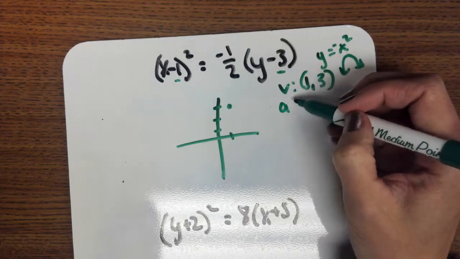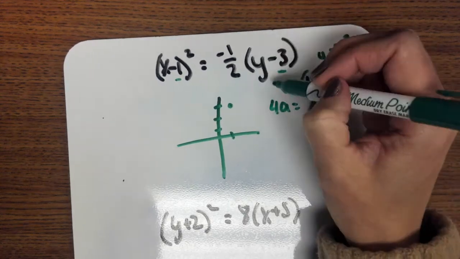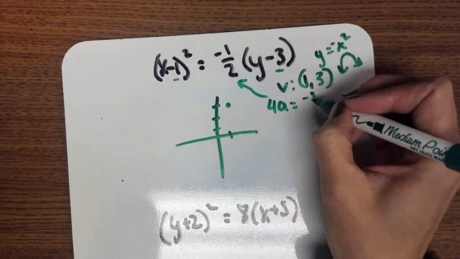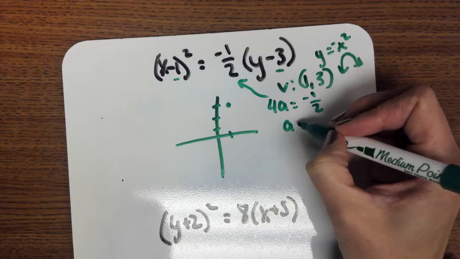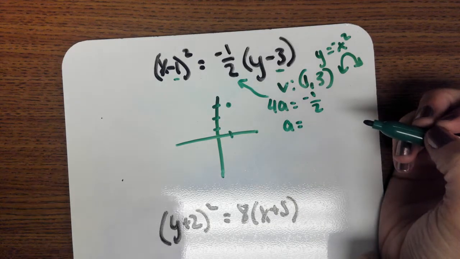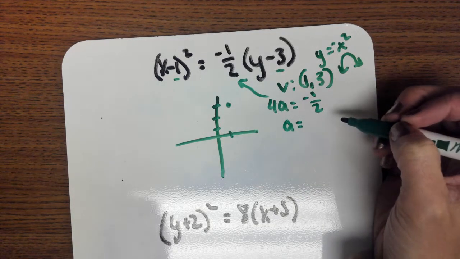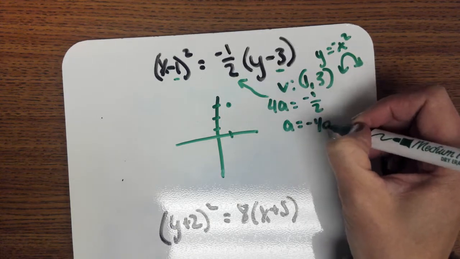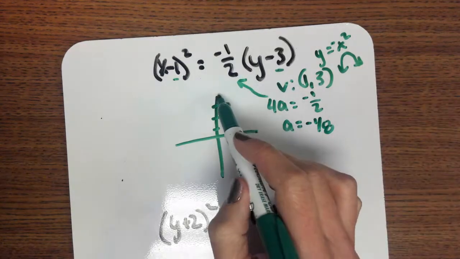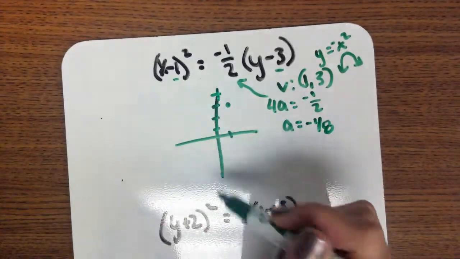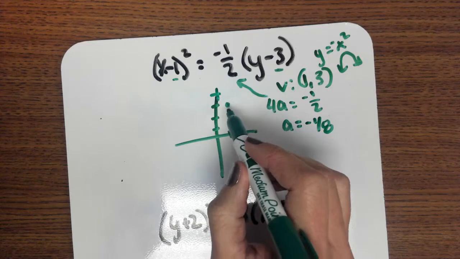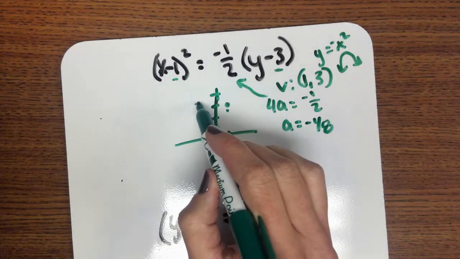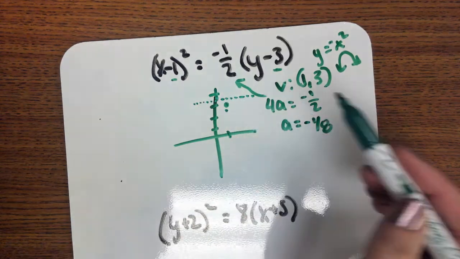I need to find a. Well, I know 4a is equal to the number in front of my second parenthesis, so it's negative 1/2. If I need to solve for a, which is the distance from the vertex to the focus or the directrix, same distance, different directions, then I would just divide by 4. So negative 1/8. So it's going to be a very small distance because each of my tick marks here is 1. So since it's opening down, I'm going to go down 1/8. There's my focus. And then I'm going to go up 1/8 from my vertex, and there's my directrix.